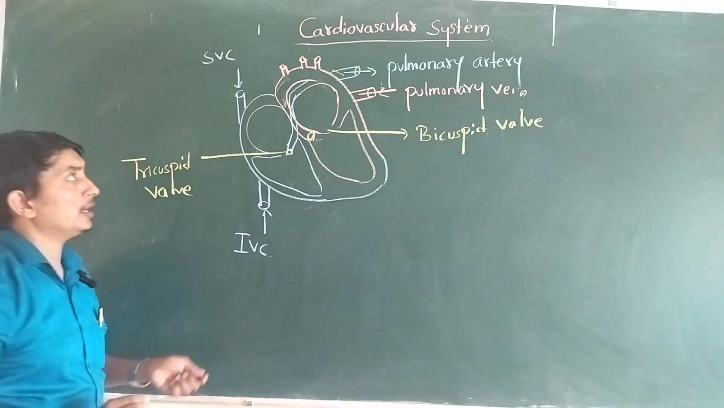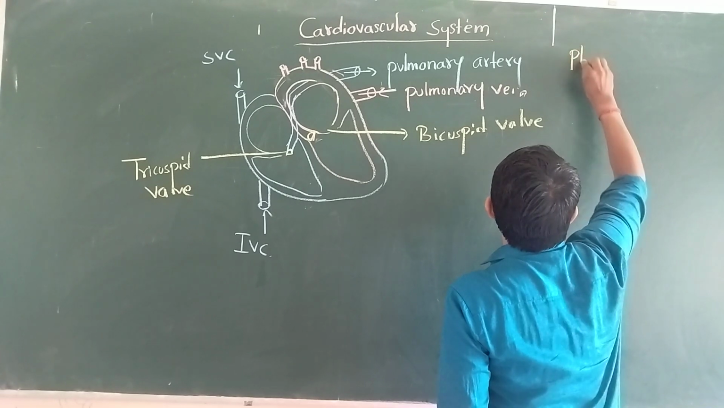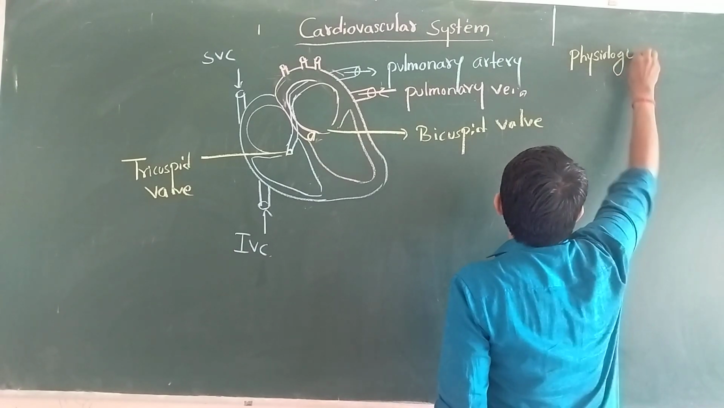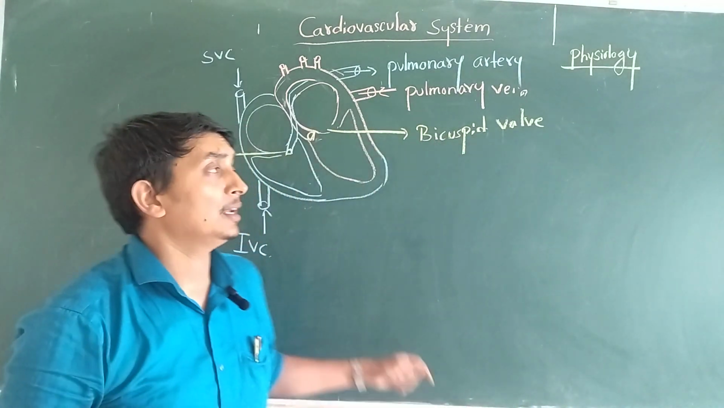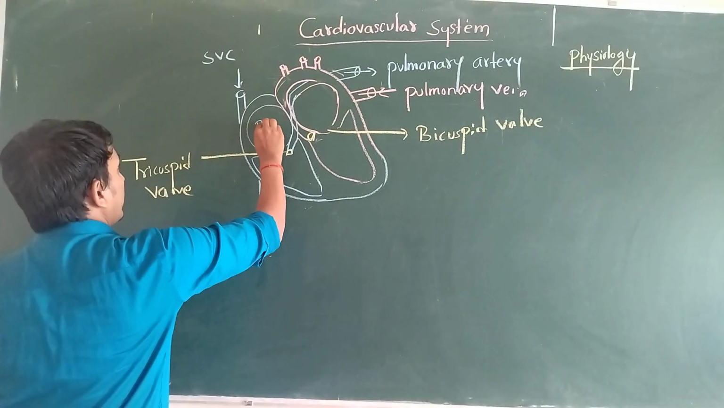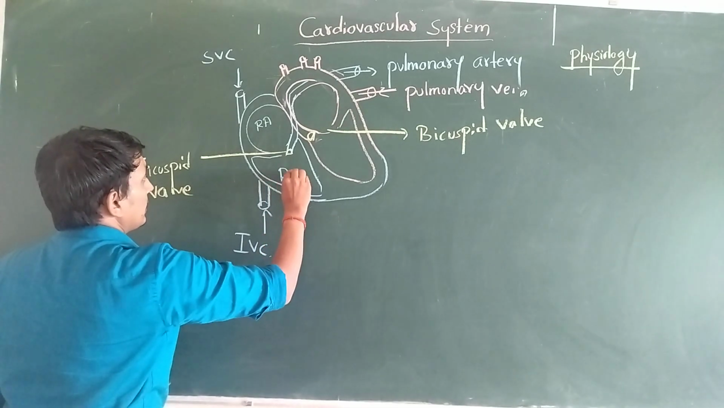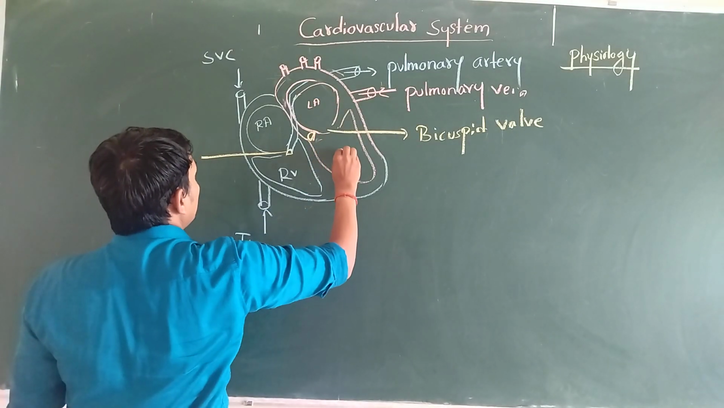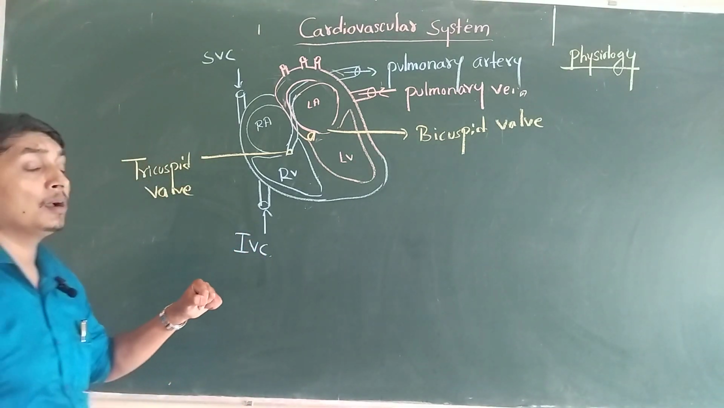Okay, so we are going to focus on physiology. Physiology means the mechanism of how our heart works. We can say physiology of circulation, physiology of the heart, or function of the heart. So the different names are indicated. This is the right atrium, as we discussed in the last video also. This is the right ventricle, this is the left atrium, and this is the left ventricle. Now we are going to focus on how our heart works, how our heart pumps the blood.